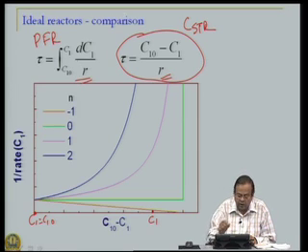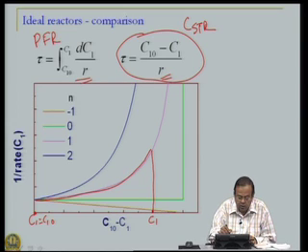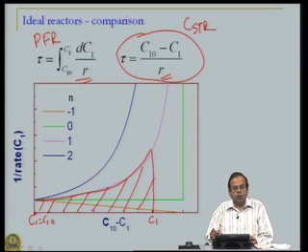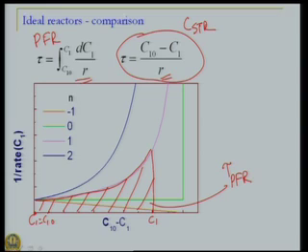So, what is this integral? This integral is nothing but the area under the curve of this violet line. All this area under the curve is the value of this integral. So, what is this shaded area now? This shaded area is nothing but the residence time required for the plug flow reactor.